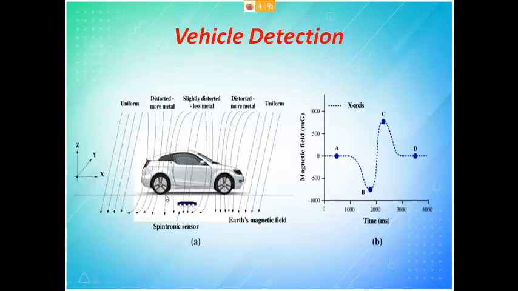If there is no vehicle, the field will be in a uniform direction, so there won't be any change in spin or field. If there is a vehicle moving, then there will be a change in the field, or the spin direction will change. That is being detected. So with that we will detect that a vehicle is crossing that particular portion. Okay, so that is called vehicle detection. It is slightly distorted or more distorted depending upon the position of your vehicle.